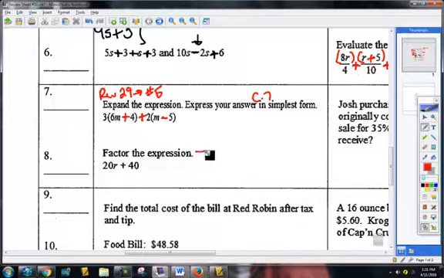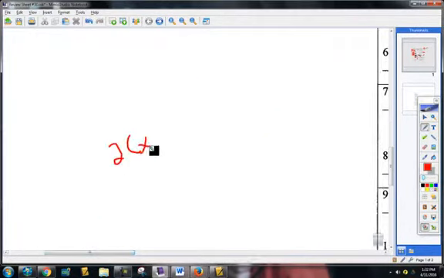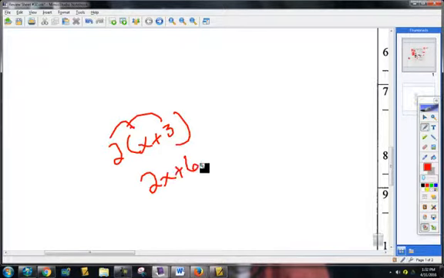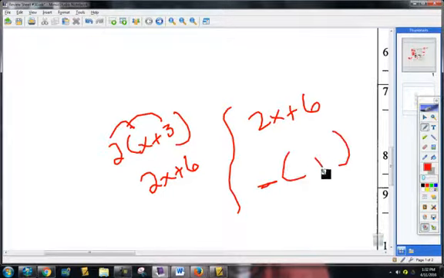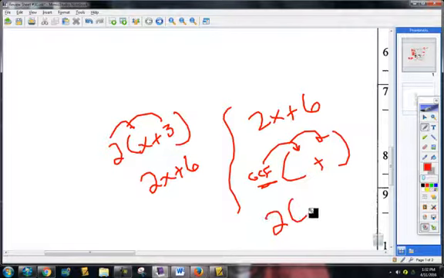Factoring, just make sure you use the GCF. Remember, factoring is the opposite of expanding. So if I were expanding this, that's when I would distribute to make it 2x plus 6. If I were taking this and factoring it, I'm going to put the GCF here and then work backwards to make it look like that. So I know the GCF would be 2, and then it would be x plus 3. So that would be my answer there.